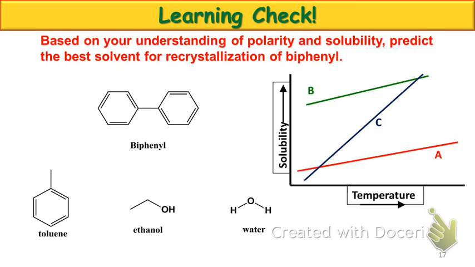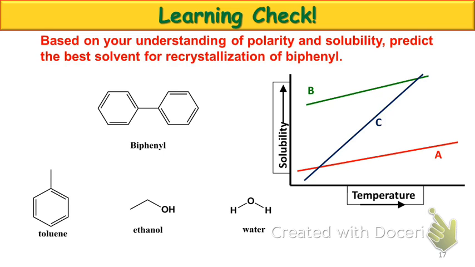Our last learning check before you're free to run off and do the rest of this handout. Based on our understanding, we want to pick the best solvent to recrystallize biphenyl. So what's our ideal situation? A, B, or C? C. So we want our compound to be both soluble and insoluble.